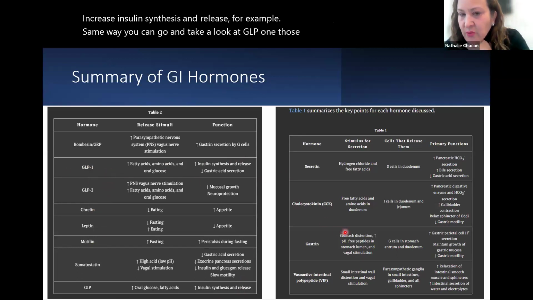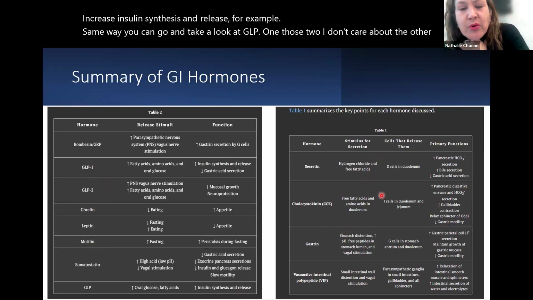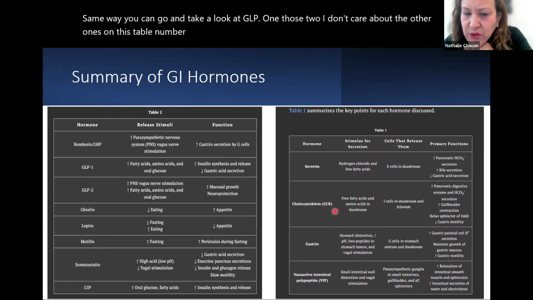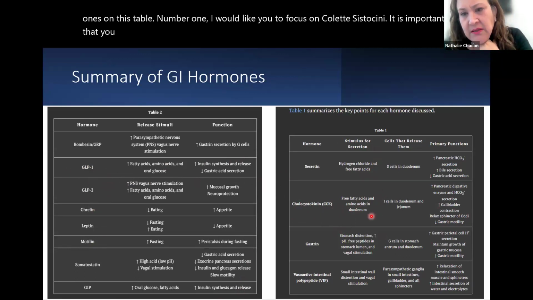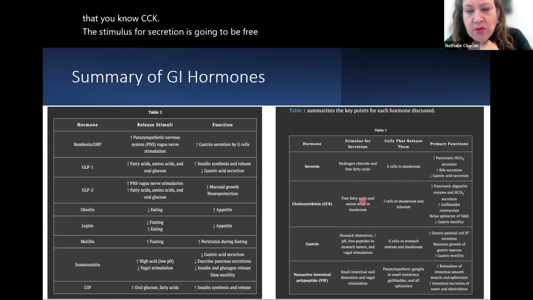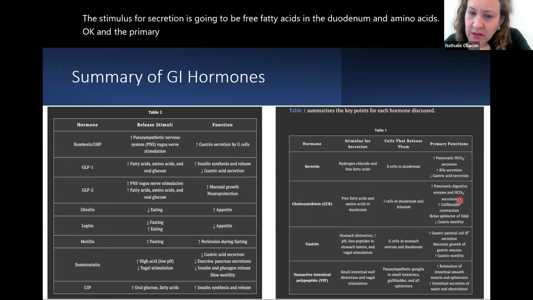Those two. I don't care about the other ones. On this table number 1, I would like you to focus on cholecystokinin. It is important that you know CCK. The stimulus for secretion is going to be free fatty acids in the duodenum and amino acids, okay? And the primary functions of CCK are important.